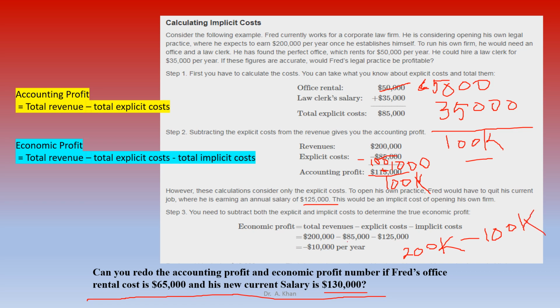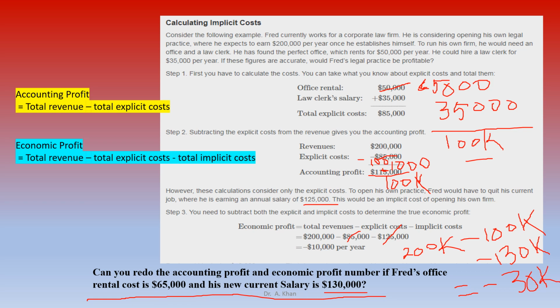So these numbers are gone now. The new explicit cost is $100,000 and the new implicit cost is $130,000. He has to give up his job, the 130K, so you have to account for that as an implicit cost as well. So his new economic profit will be 200K minus 230K. So it would be negative $30,000, right?